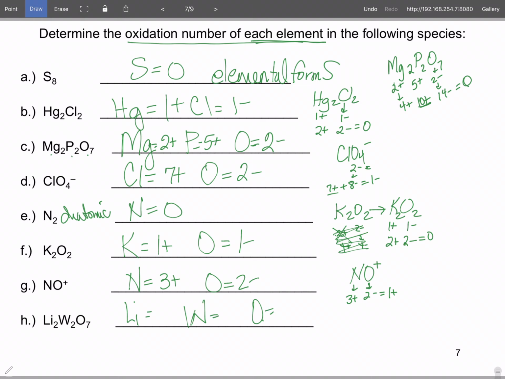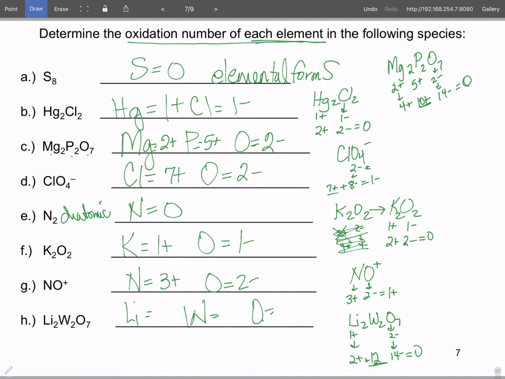And again, you work it out from what you know: Le2, tungsten 2, oxygen 7. So we know that oxygen is 2 minus. There are 7 of them, so that's 14 minus. This is a neutral species, so we're looking at 0. Both of these can't be unknown. This one's known times 2, so this is 2 plus. So what's missing is 2 plus 14 minus is 12 minus.